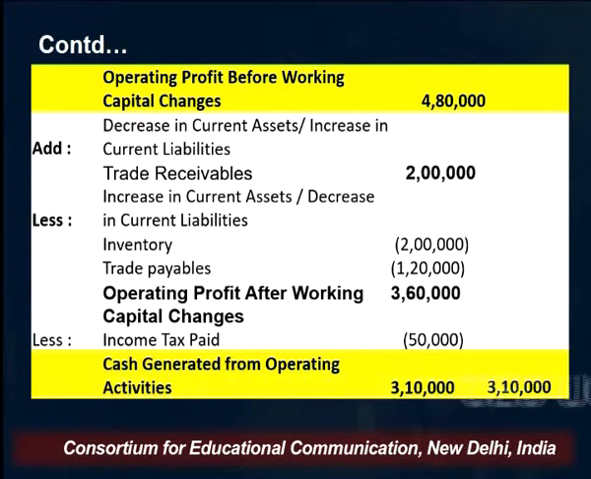Whereas if you look at the other side, we have inventory. Inventory is basically your current asset, and there is an increase in the amount of inventory. That is why we have shown it under the subtraction, that is deduction. I have shown inventory 2 lakh rupees under bracket, the bracket indicates the minus, that we have to subtract it. Trade payables, again trade payable is a current liability. There was a decrease in current liability, that is trade payable, in this question.